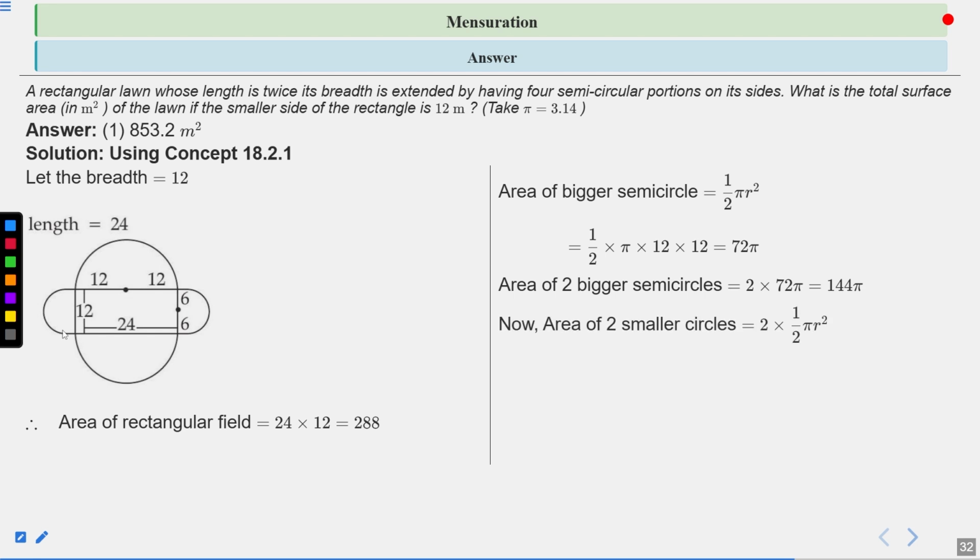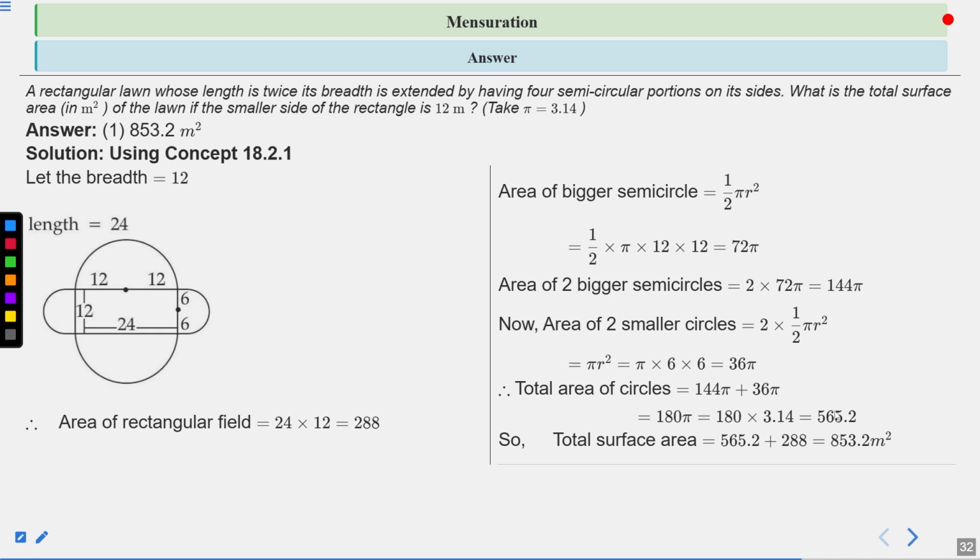Now the area of the two smaller semicircles becomes 2 into half pi r square. Now when we calculate it, we get pi r square equals pi into 6 into 6, which is 36 pi. Now the total area of the circles will become 144 pi plus 36 pi. Now we get 180 pi. Now we put the value of pi, which is given in the question, 3.14. So 180 into 3.14. When we simplify, we get 565.2 square meter.